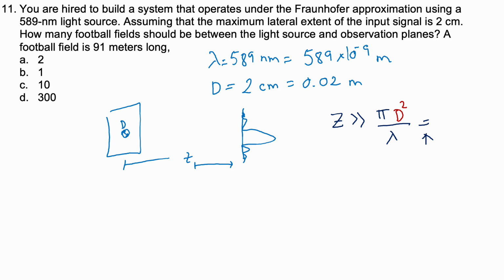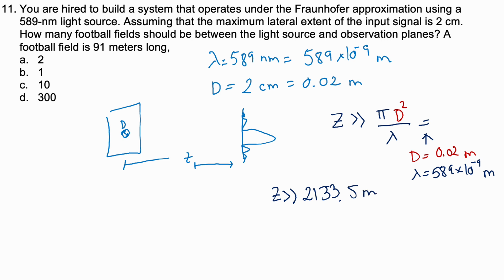So if we know d, so we already know d, right? The problem is telling us that the maximum extent of the input is gonna be 2 centimeters. We already know lambda, 589 times 10 to the minus 9 meters. So we just need to plug the numbers, and we're gonna know that c needs to be bigger than 21,000 2,133.5 meters, right? And they're asking you in terms of football fields.